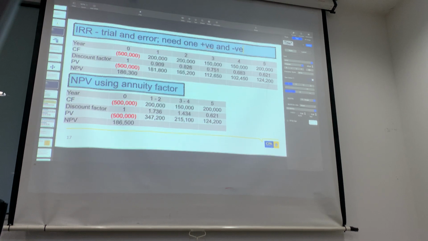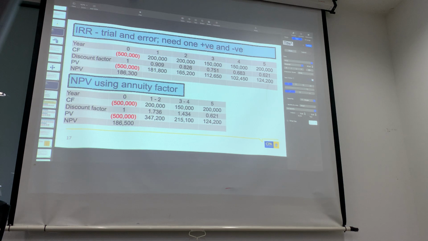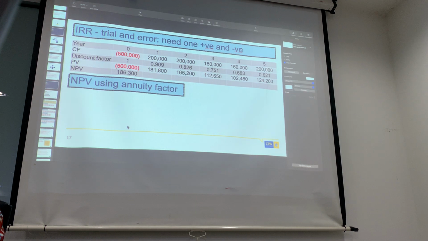Are you okay in this part? You need one positive and one negative. You already have one positive at 10%, so I don't need to do the positive already. Positive settled. So to get negative, I must push up the interest rate. Are you okay? I will push up the interest rate to 25%. So I'm going to try 25%.